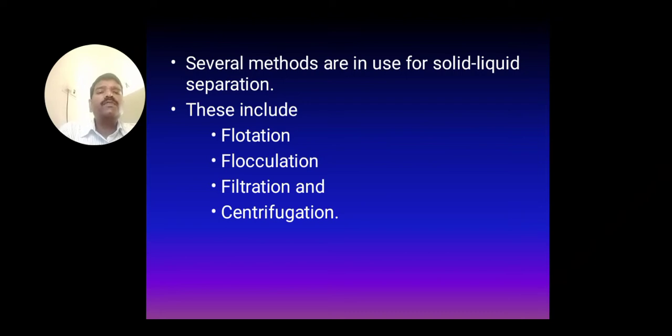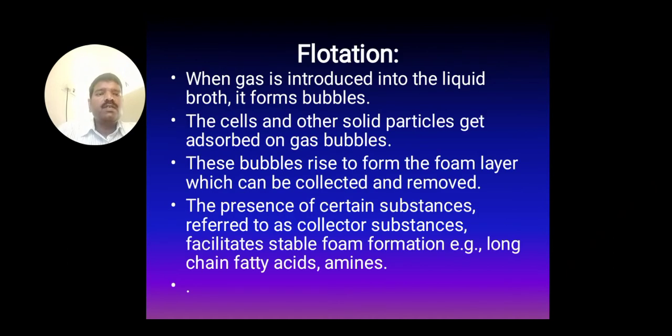These include flotation, flocculation, filtration and centrifugation. First one is flotation. When gas is introduced into the liquid broth, it forms bubbles. The cells and other solid particles get adsorbed on gas bubbles. These bubbles rise to form the foam layer, which can be collected and removed. The presence of certain substances referred to as collector substances facilitates stable foam formation. Examples are long chain fatty acids and amines.